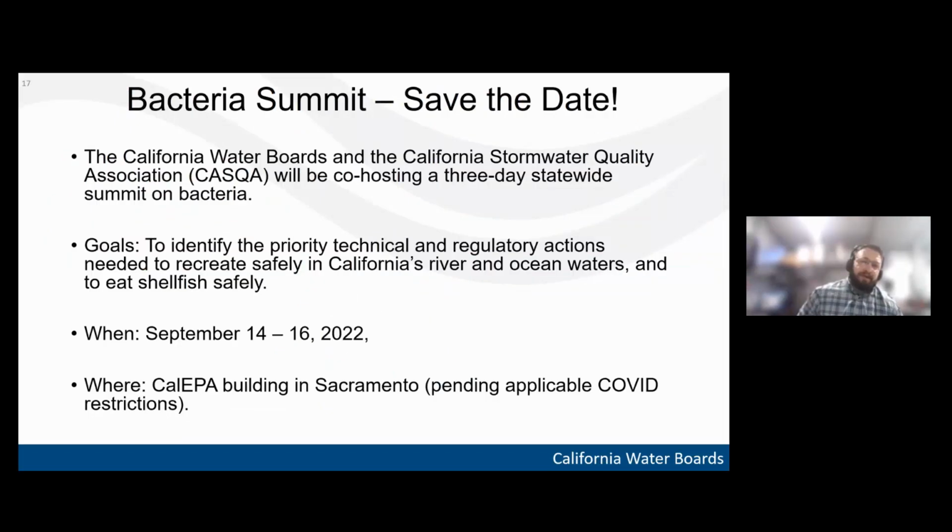The California Water Boards and the California Stormwater Quality Association will be co-hosting a 3-day statewide summit on bacteria. The goals here are going to be to identify the priority technical and regulatory actions needed to recreate safely in California's rivers and ocean waters and to eat shellfish safely. This will take place September 14th through the 16th, tentatively set for the Cal EPA building in Sacramento, pending applicable restrictions. So we invite everyone to save the date. Katie's on this call as well, and she's on that board setting this up with us.